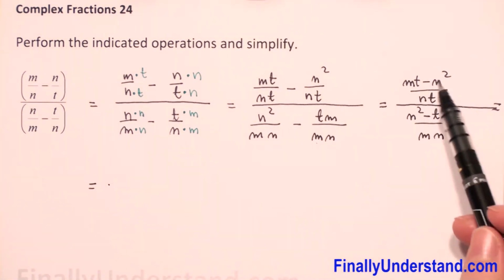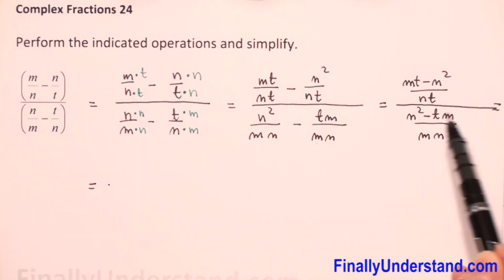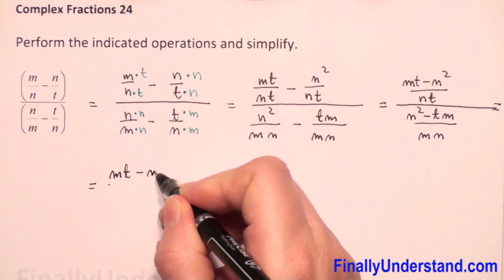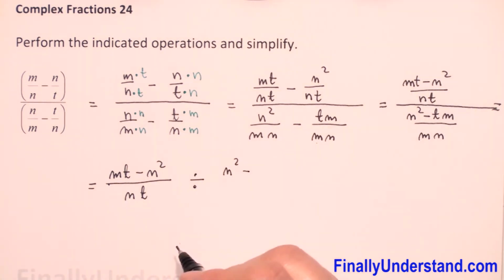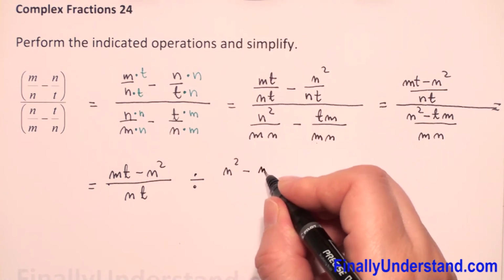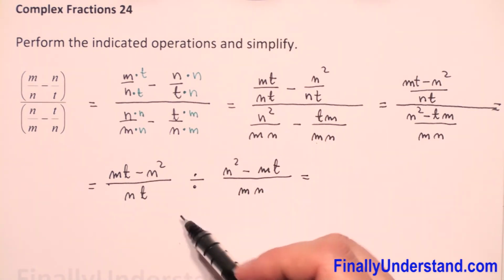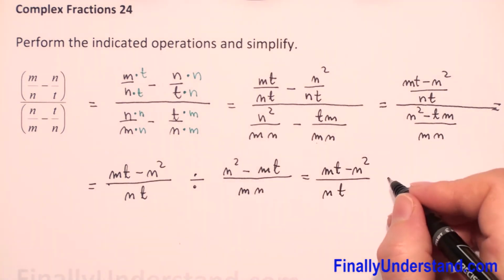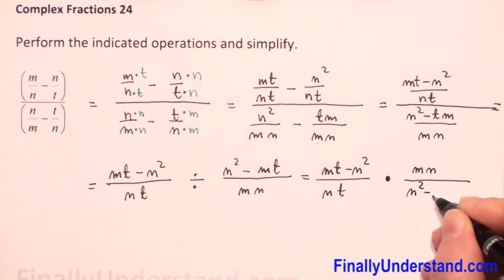Now, because we cannot reduce anything in the numerator and in the denominator, we will change this fraction bar to a division sign, because a fraction bar means division. So we have mt minus n squared over nt divided by n squared minus, because I have mt in the first expression, I change tm to mt, over mn. Now when we divide two algebraic fractions, we have to copy the first fraction. We change the division sign to multiplication, and we have to flip the second fraction. So it will be mn over n squared minus mt.